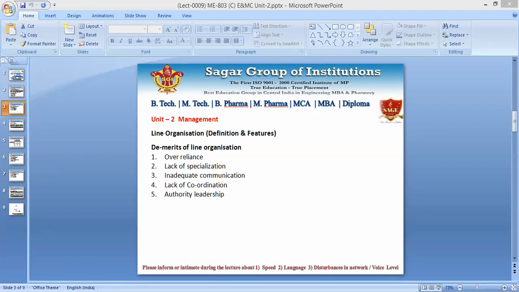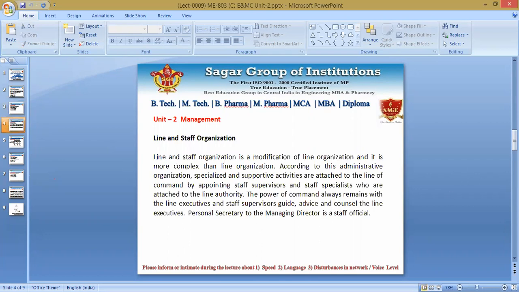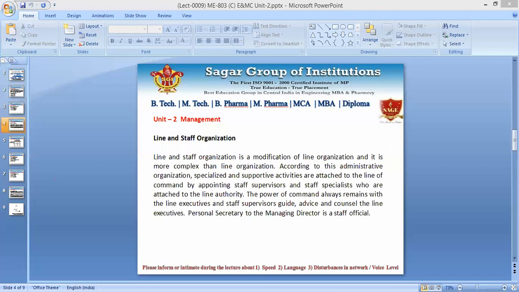Okay, this was the line organization. Now comes the line and staff organization. It is the modification. This line and staff organization is the modified form of line organization, and it is a little bit more complex than the organization we have studied, that is the line organization. Here, this is an administrative organization which has some specialized and supportive activities attached to the command line, by appointing staff supervisors and some specialized staff who are attached to the line authority.